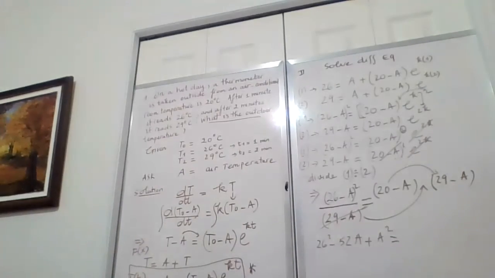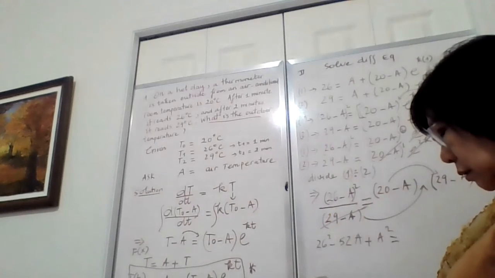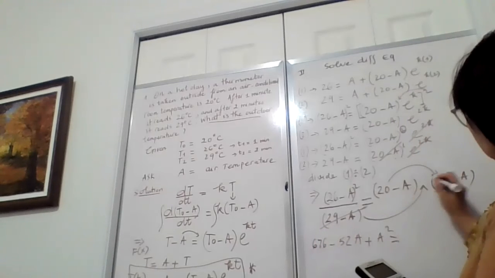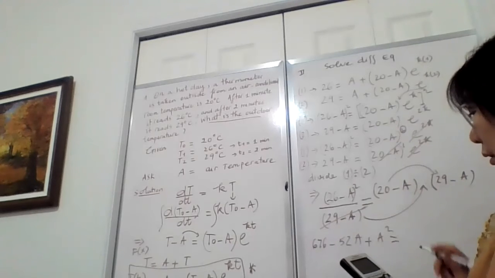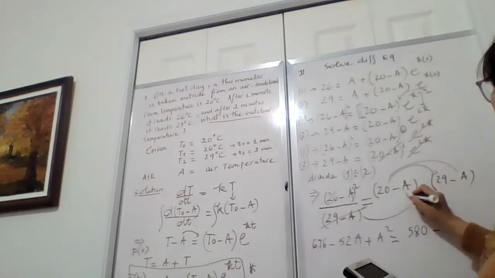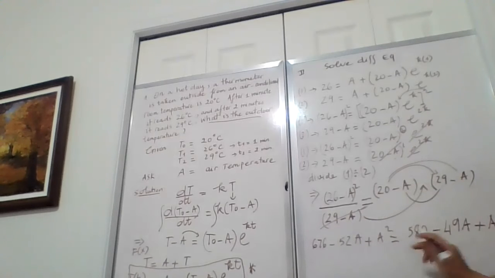So let's figure out the numbers. Okay, so 26 squared will be equal to 676. And 20 times 29 equals 580. And minus 20a adding 29a will be 49a, and adding a squared. So after you multiply and distribute, this is what you get. Now after we get this, we know that a squared can cancel with a squared. The same as if you bring it over, a squared minus a squared is 0, right? So we're going to cancel it.